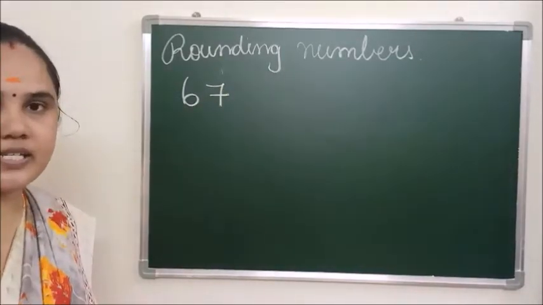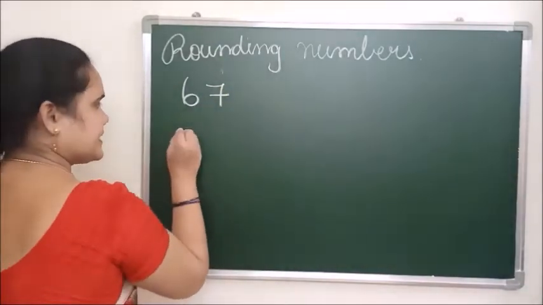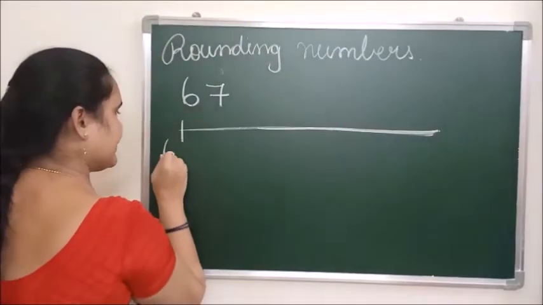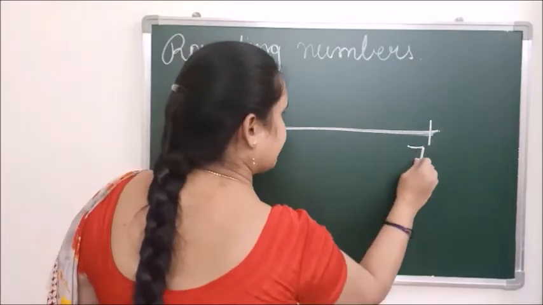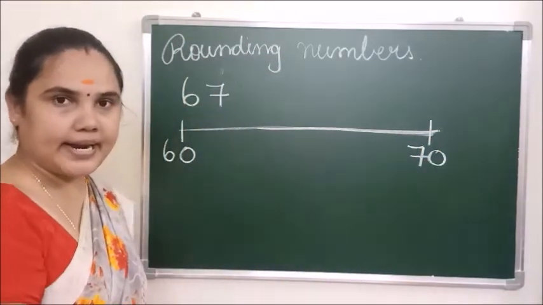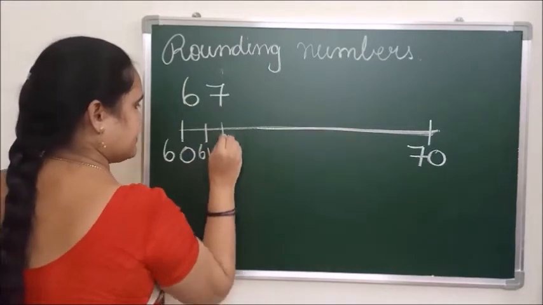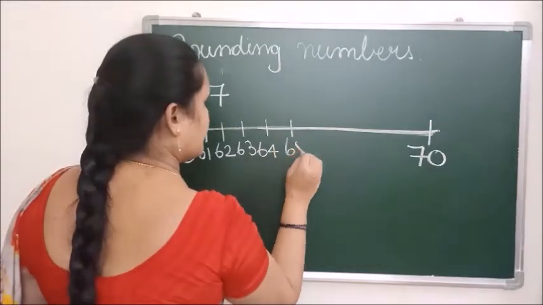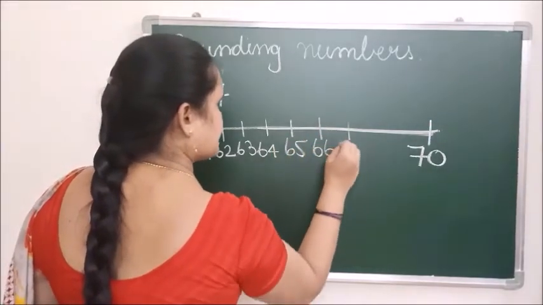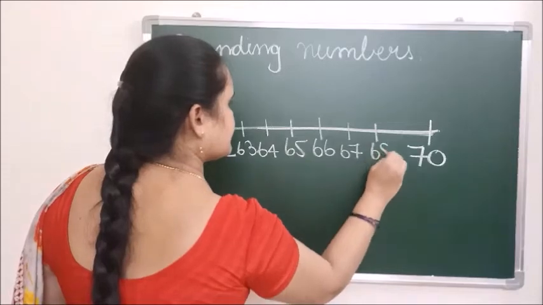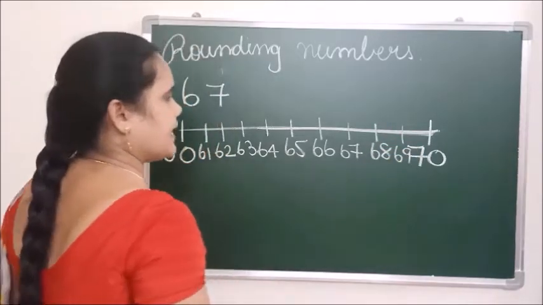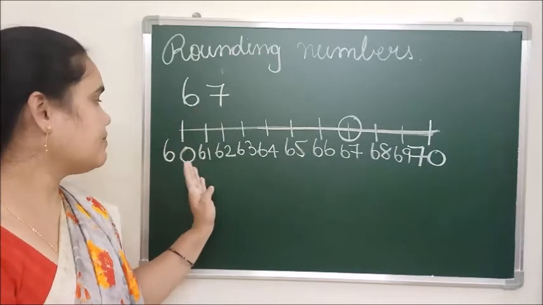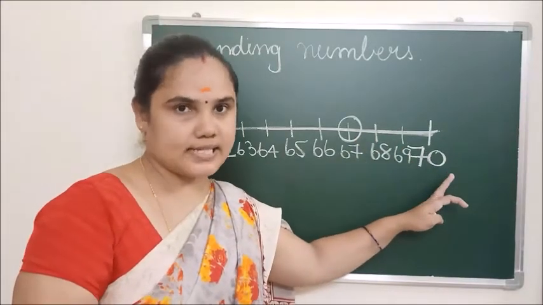67. Children, what is this number? 67. 67 comes in between which two tens? It comes in between 60 and 70. Okay. Now write the numbers, children. 61, 62, 63, 64, 65, 66, 67, 68, 69. See, children, 67 comes in between 60 and 70.